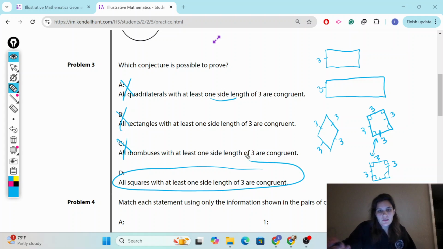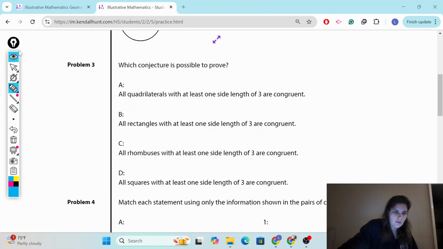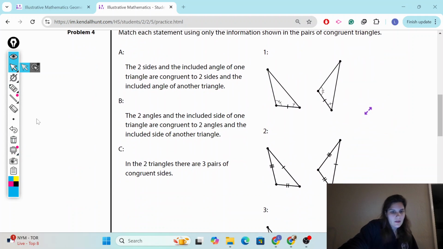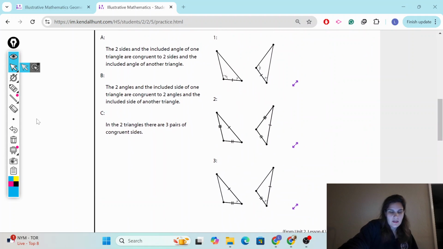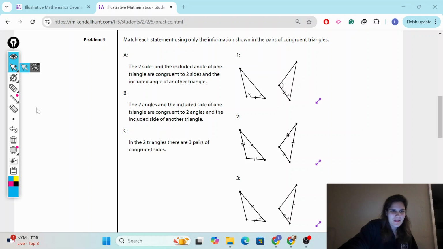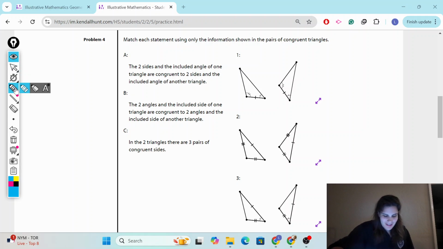So when I have conjectures, I always try to find the exception to the rule. And if the exception to the rule is there, I know the conjecture is not true or cannot be proved. Or it can be disproved, which is the same thing as cannot be proved. Isn't math fun?